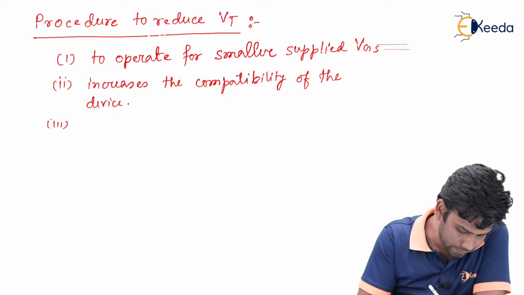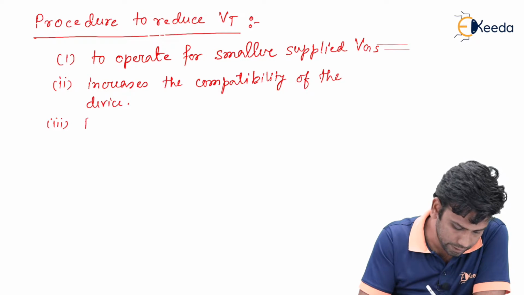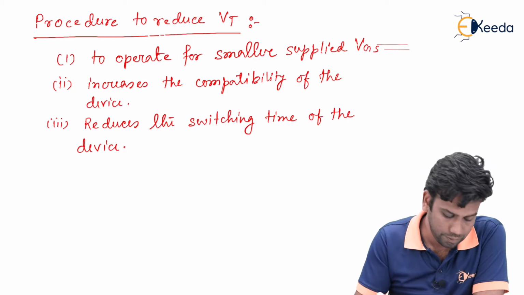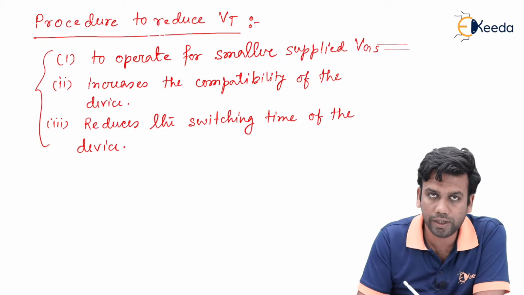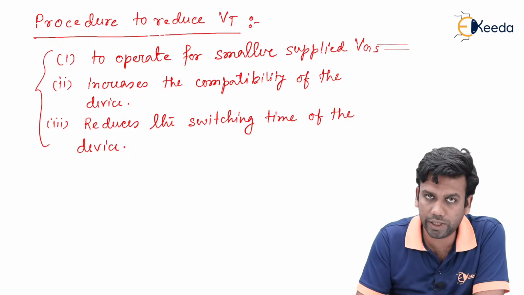And the third advantage of smaller threshold voltage is that it reduces the switching time of the device. Now, these are the advantages that we can achieve if the threshold voltage is minimized. So, before going to the procedure to reduce the threshold voltage, let us see what are the parameters that define the threshold voltage of E-only MOSFET.